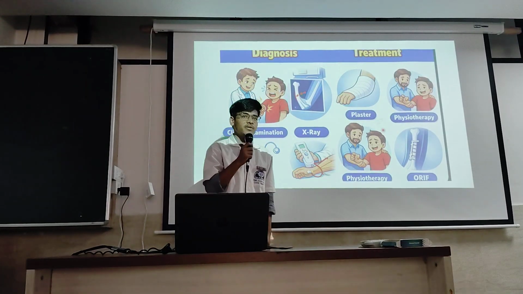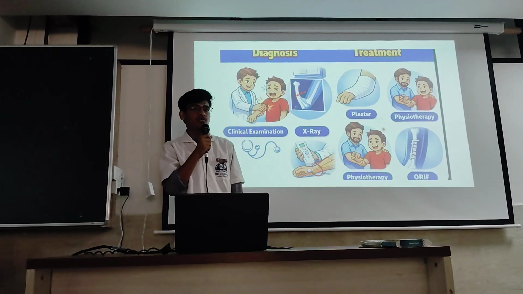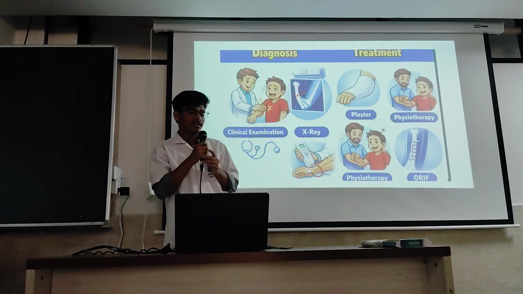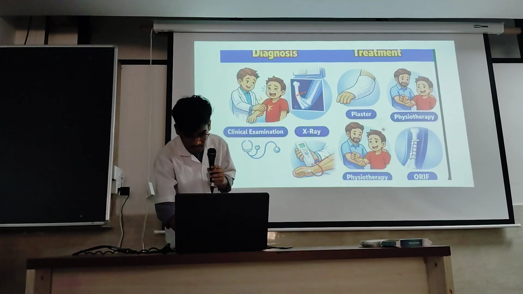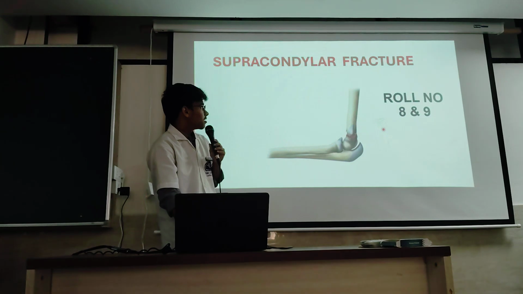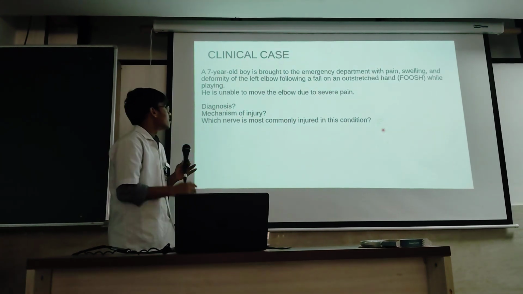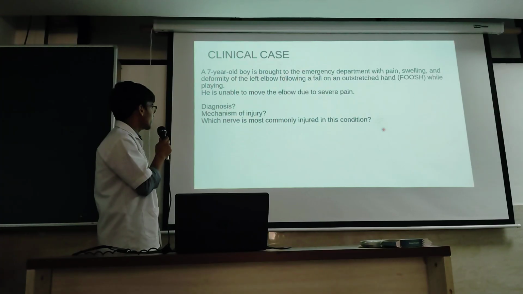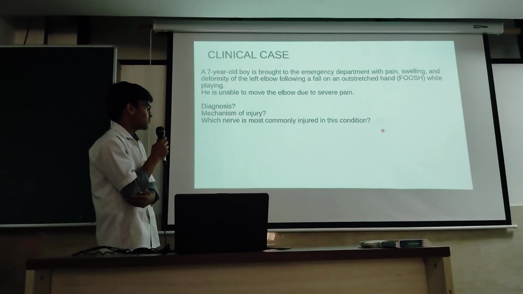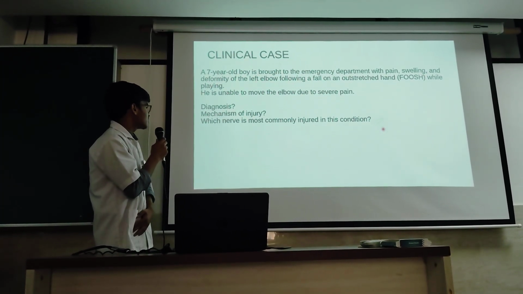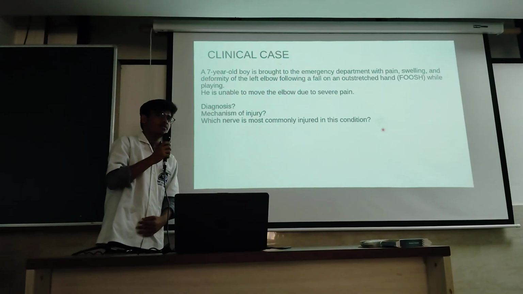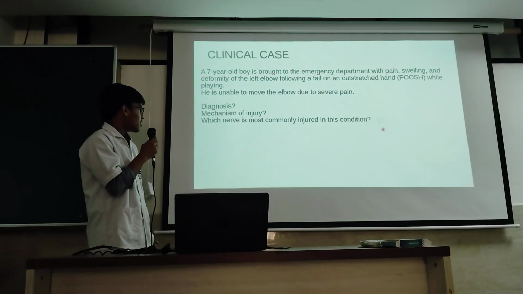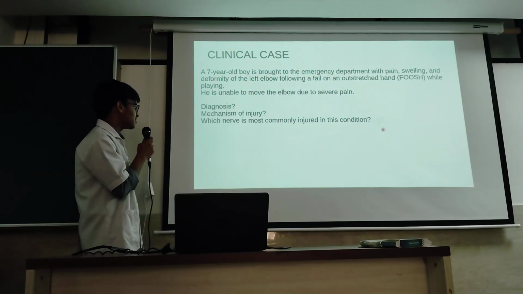Together with roll number 9, we are going to present a clinical case on supracondylar fracture. Beginning with the case, a 7-year-old boy is brought to the emergency department with pain, swelling and deformity of the left elbow following a fall on an outstretched hand while playing. He is unable to move the elbow due to severe pain. The questions are the diagnosis, the mechanism of injury, and which nerve is most commonly injured in this condition.